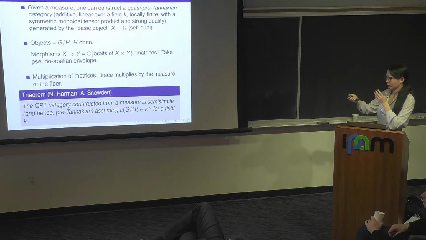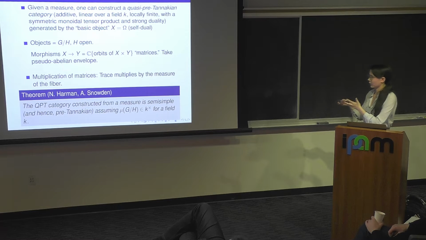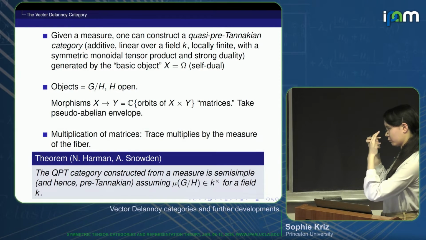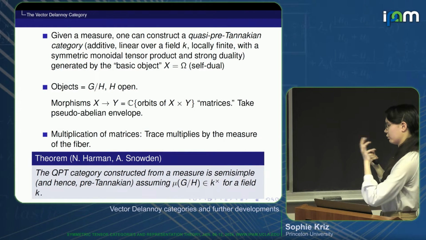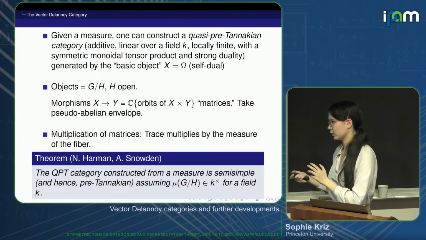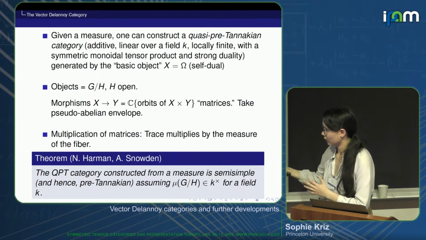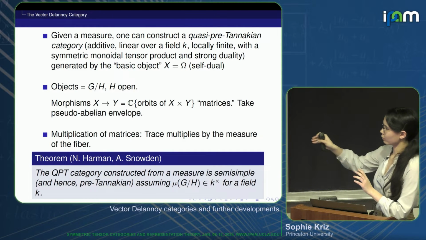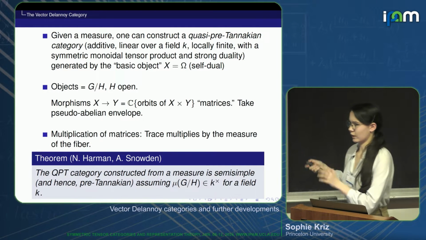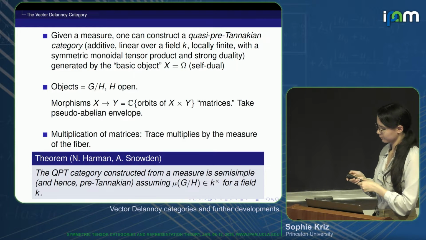There's this theorem which Andrew mentioned in the first talk today, that if we construct this quasi-Pretinakian category in this way from this measure, it will form a semi-simple and therefore Pretinakian category, assuming that the measure of these orbits are always units in some field K. And again, I'm hiding this property P, which the measure must satisfy, so that it reduces for some primes.